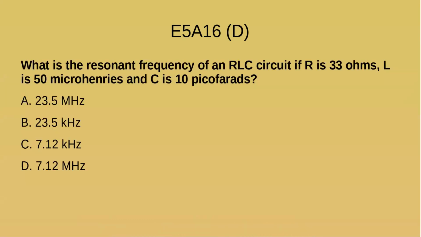What is the resonant frequency of an RLC circuit if R is 33, L is 50 microhenries, and C is 10 picofarads? Let's try, let's say delta. The kilohertz was too low, pretty sure that's not it. Well, don't rely on it, do the math anyway. If you read it quickly enough, you might skip the kilohertz. Right.